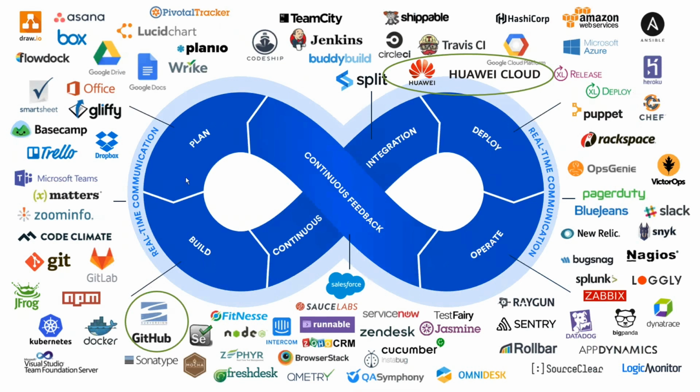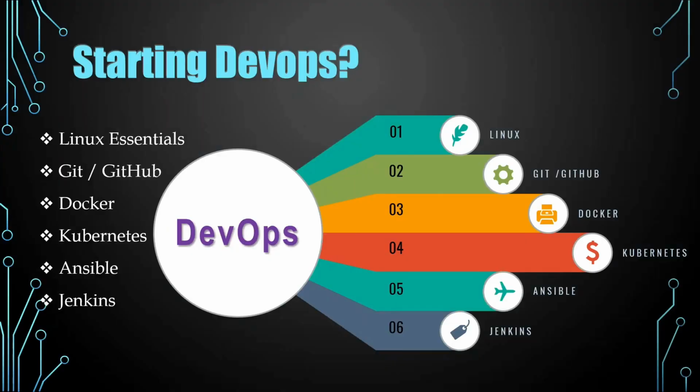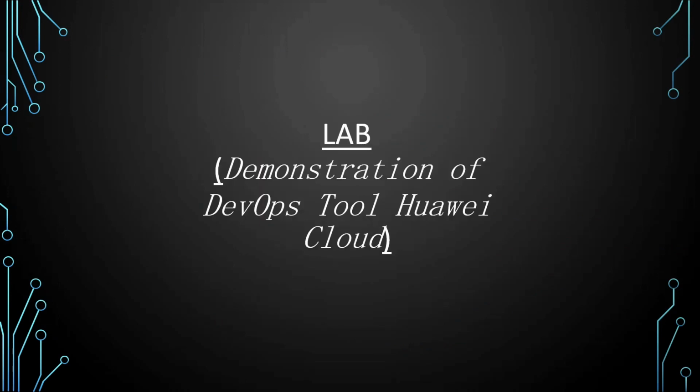For example, I just highlighted a few tools, or if I focus more, these are some native tools. You should have Linux knowledge, Git knowledge, Docker and Kubernetes for containerization management and creation. Ansible is all about configuration management, Jenkins is a CI/CD tool. But as we are focusing more on Huawei Cloud today, these tools will definitely be used, but we'll be focusing on the Huawei tool set, which is very extensive and very widely adopted in the world of cloud. So I'll be showing you in the lab part as well.